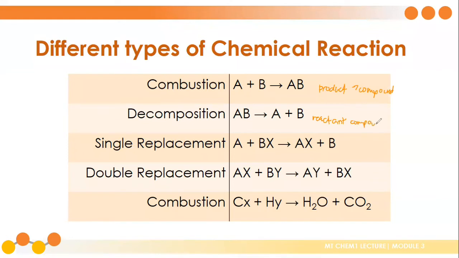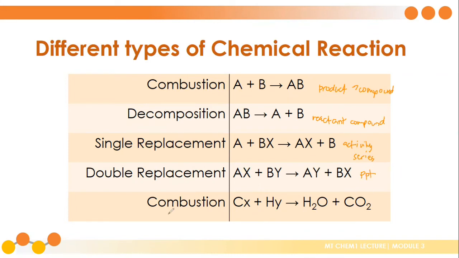Single replacement, on the other hand, is A plus BX will produce AX plus B. In this one, we follow the activity series of metals. Again, if it's a more reactive element, it can replace the less reactive one. Double displacement, on the other hand, is AX plus BY, which will produce AY plus BX. This is what we also call partner switching, wherein it can produce a solid precipitate.